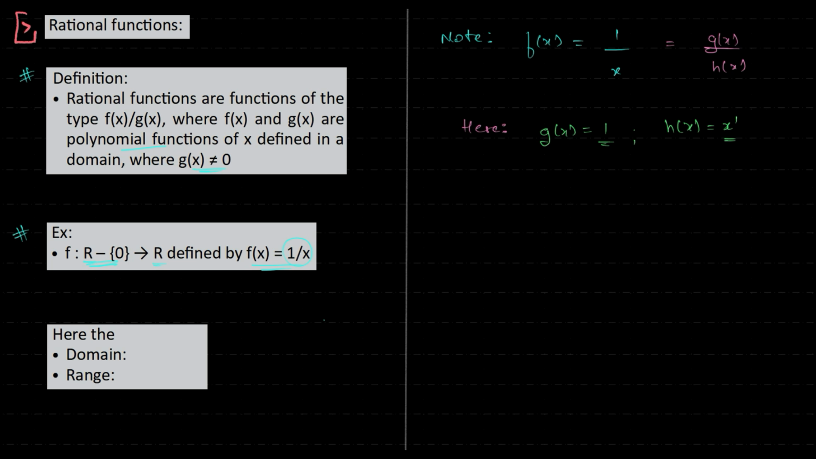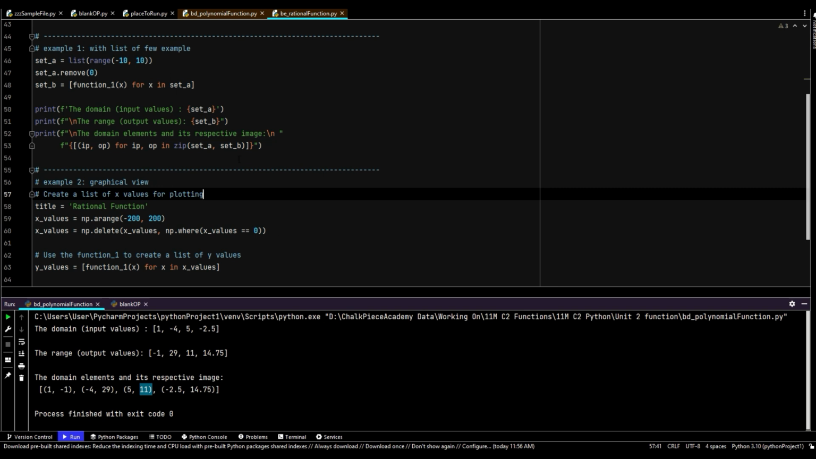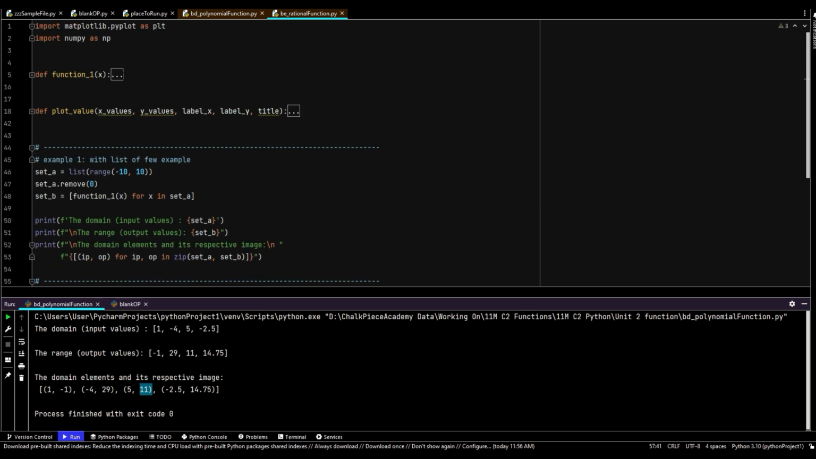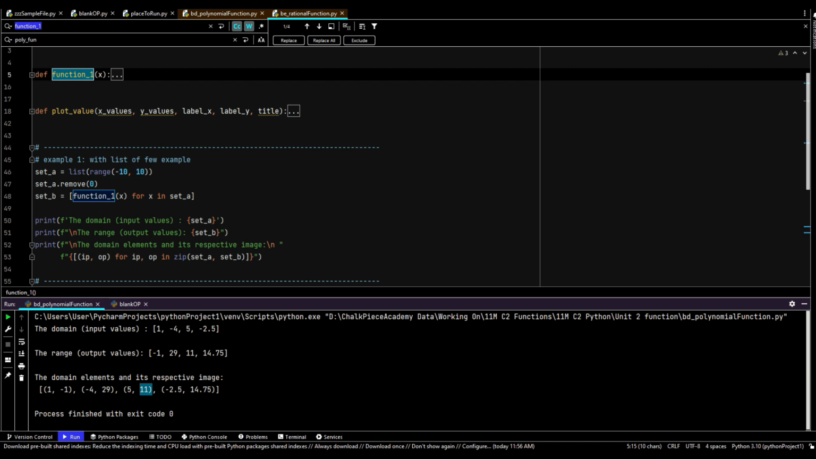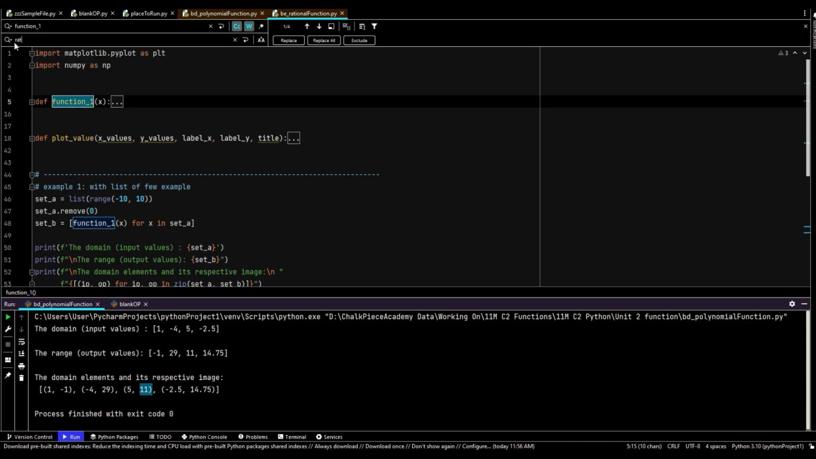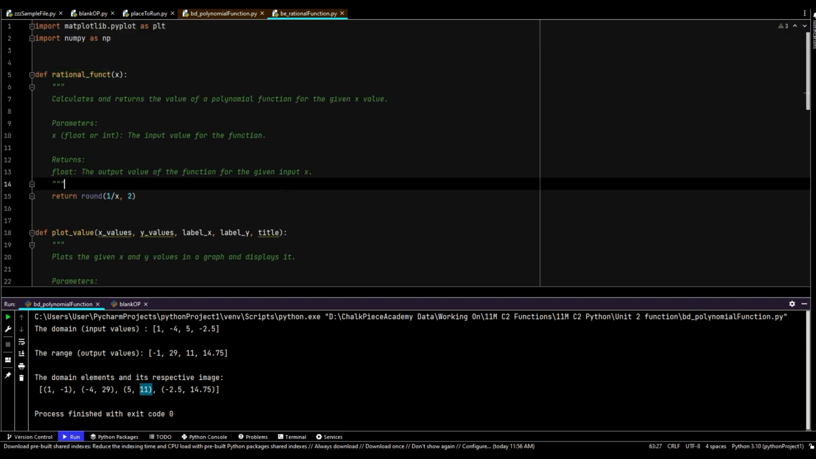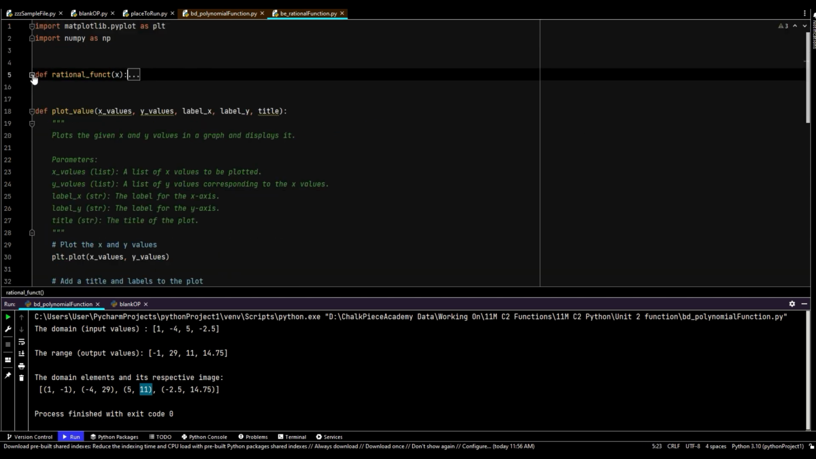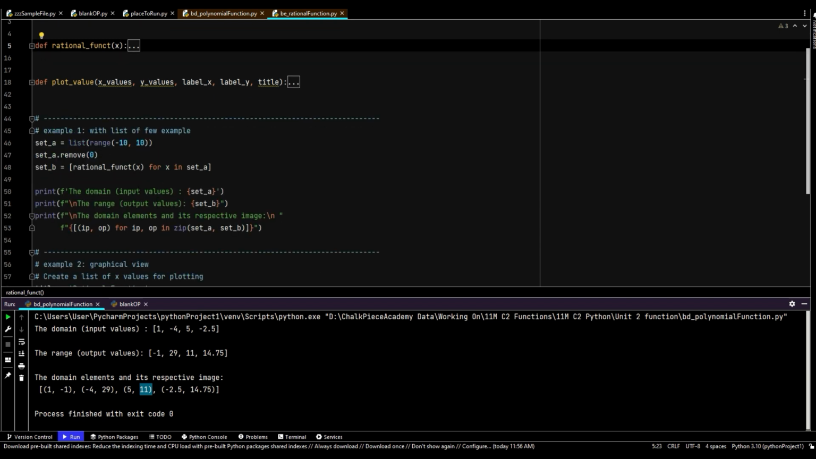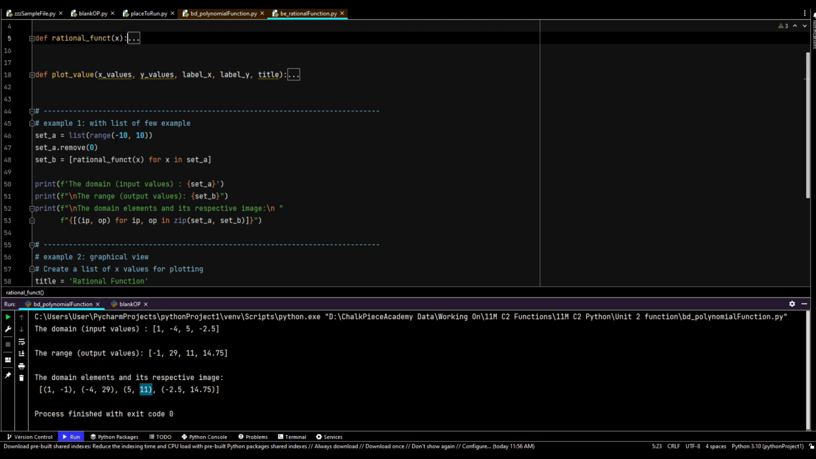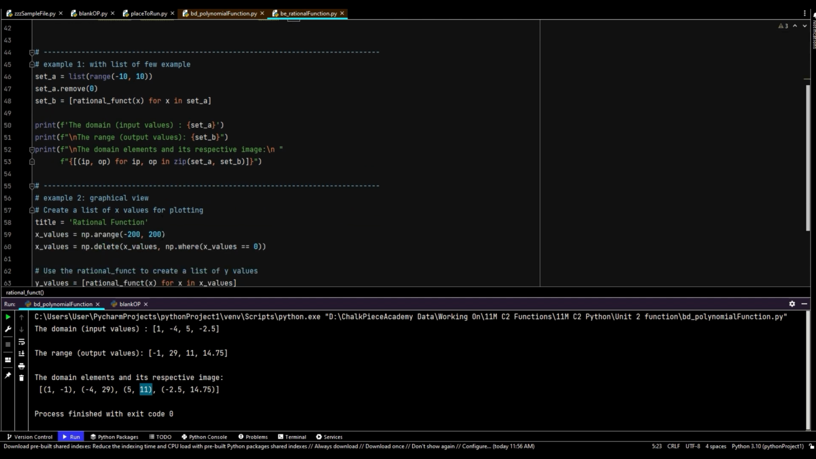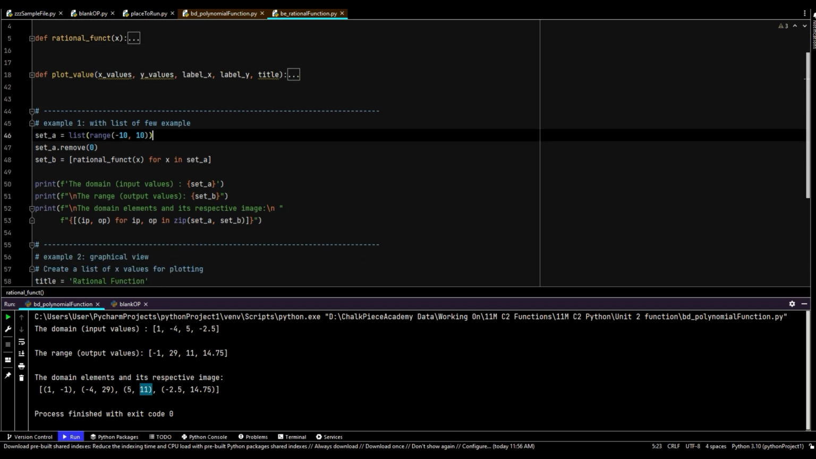Okay, so let's see this. Just a second, I need to close this. Yeah, let's see what's happening over here. So we have the function defined over here. Okay, so actually let me rename this. So this is our rational function. Okay, so we have two sets of examples, one with a particular set of inputs and the other one with a range of values. Okay, so let's execute this.